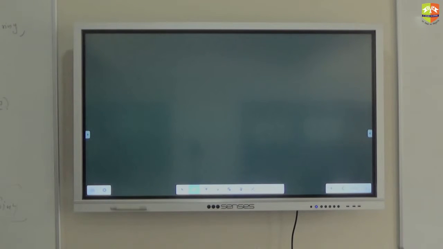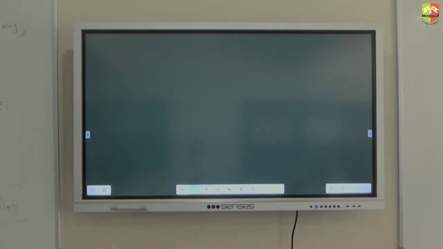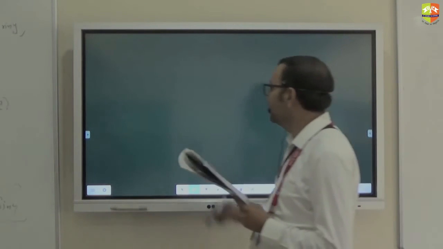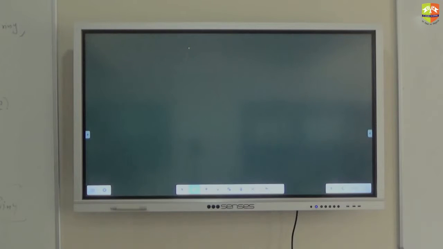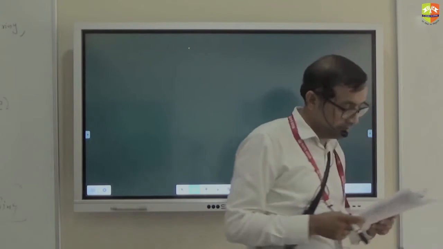Write down the question. A bullet moving with velocity 10 meter per second hits the wooden plank. The bullet is stopped when it penetrates the plank 20 centimeter deep. Calculate the acceleration of the bullet.